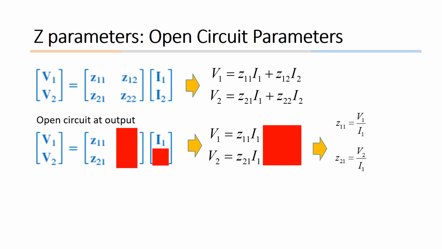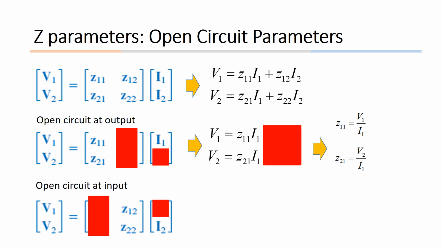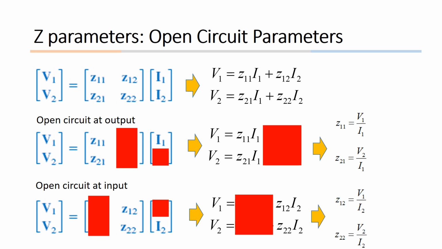Same thing with the open circuit test at the input side, where in this case we let the current at the input side, I1, equal 0. Which gives you the equations V1 and V2 in terms of I2 only. Therefore, you will have the second column of the Z parameters simply as the ratio of V1 to I2, and Z22 is V2 over I2.